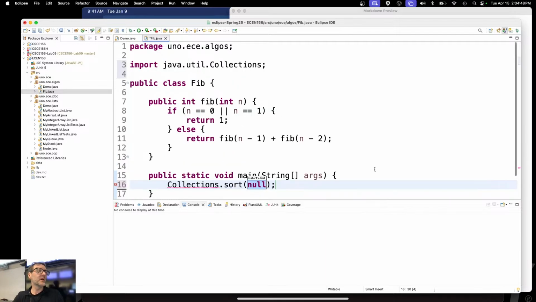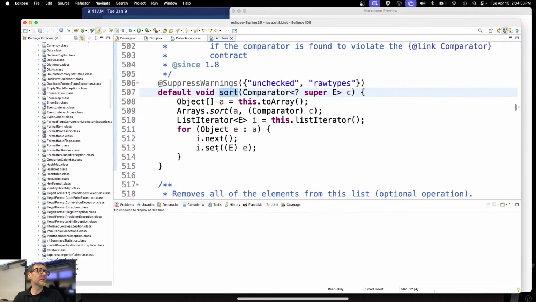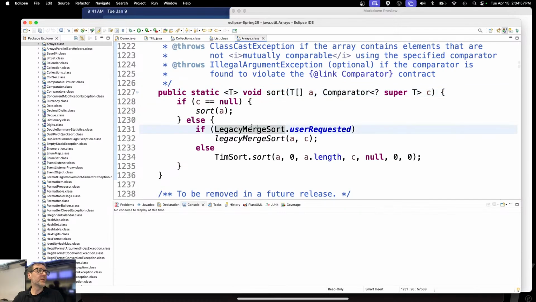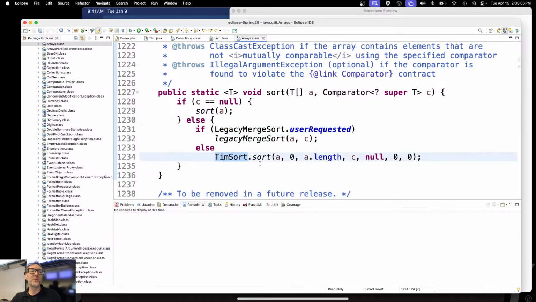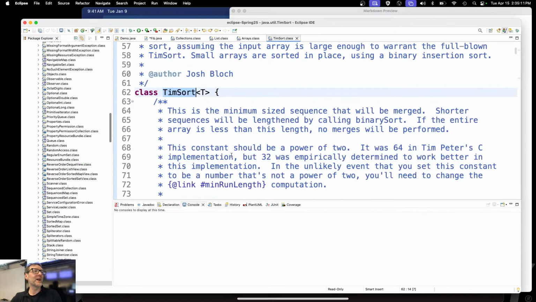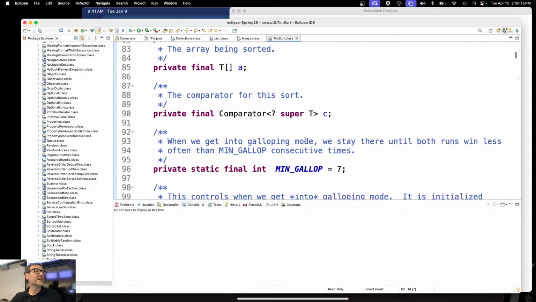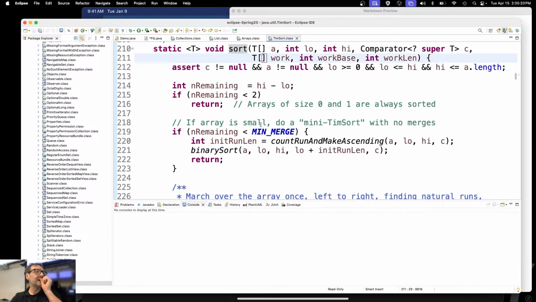collections.sort. Let's go ahead and take a look at it. List.sort, there we go. Arrays.sort. First of all, of course, if the user requests the old one, merge sort over here, it uses that. Otherwise, it will use Timsort, Tim's sorting algorithm. I wonder what that looks like. Okay, no, I want Timsort sort. There we go.